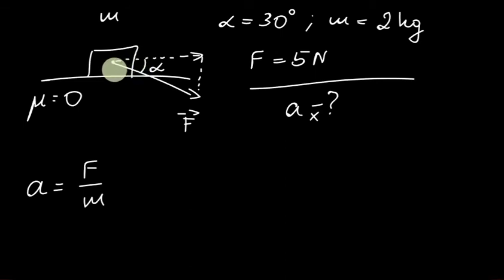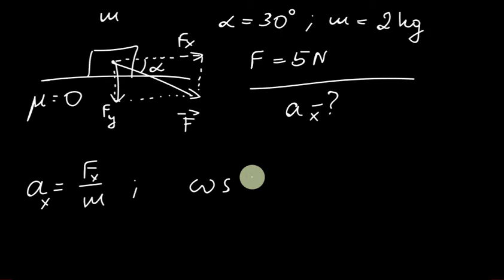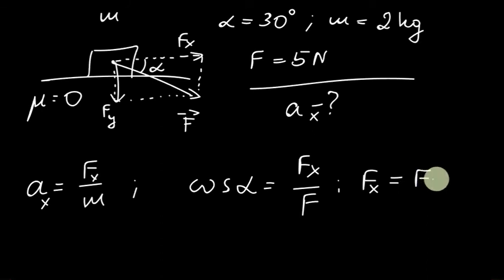So let's draw it fully. This would be the projection on the y-axis, Fy, and this is Fx. If we want acceleration, we need to know this projection of the force. So how could we calculate this projection? Well, we need to remember our trigonometry identities. Let's calculate the cosine of this angle. The cosine of this angle alpha would be the force in the x-axis divided by the whole force. So Fx is equal to force times cosine alpha.